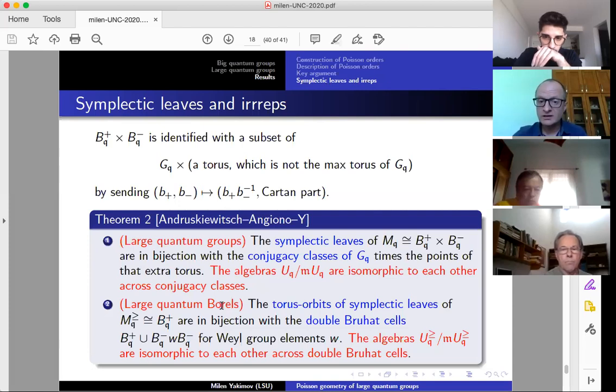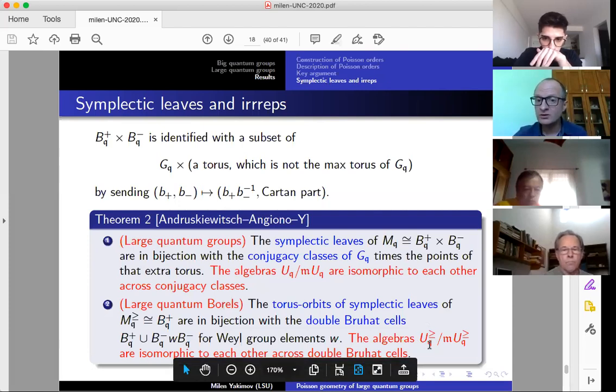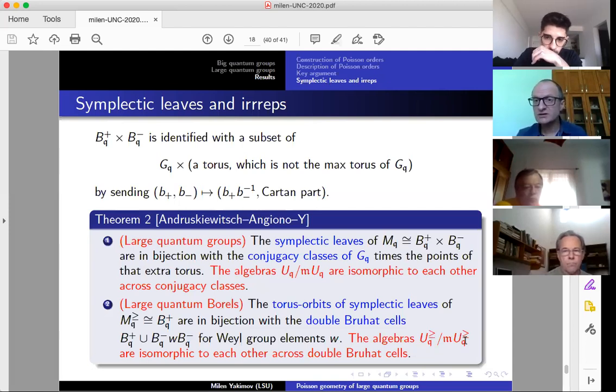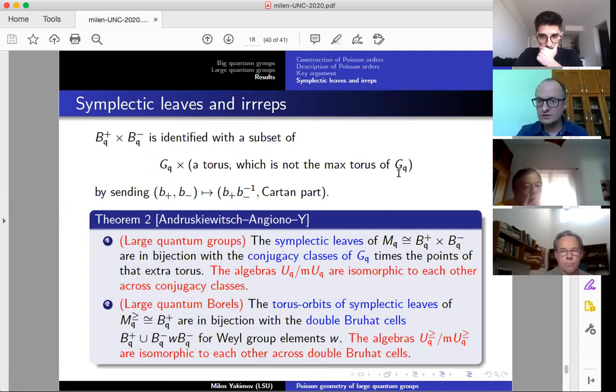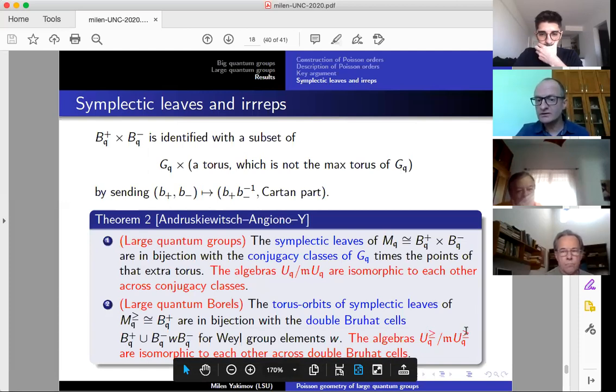So if we were to study the irreducible representations of these quantum Borels, we will look at these factor algebras, quantum Borel mod M times quantum Borel, and there will be only finitely many isomorphism classes of such finite dimensional algebras. They will be precisely indexed by the Weyl group elements W of this adjoint algebraic group GQ. So if we look at this adjoint algebraic group GQ and compute its Weyl group, there are only that many different isomorphism classes of these algebras.